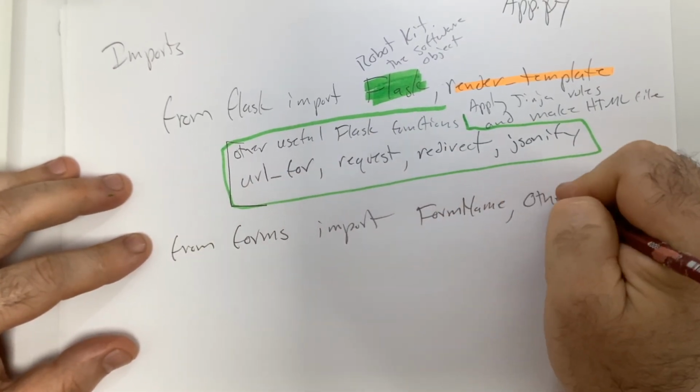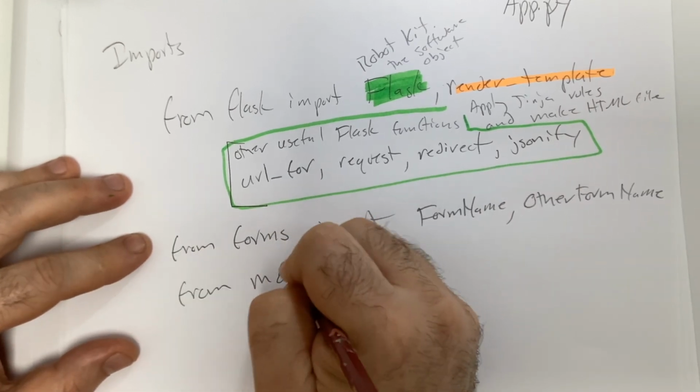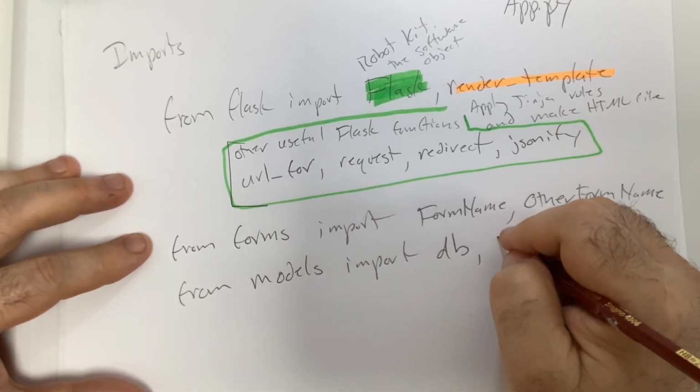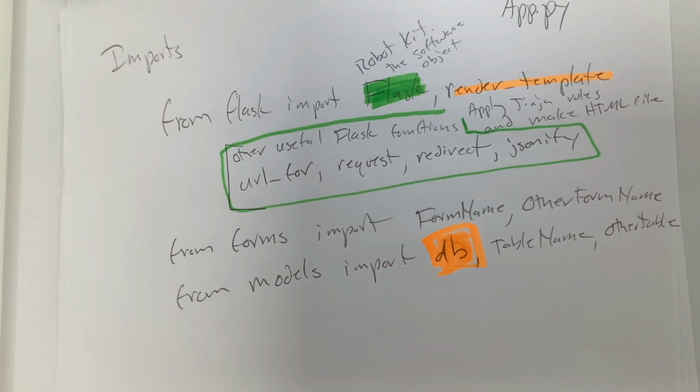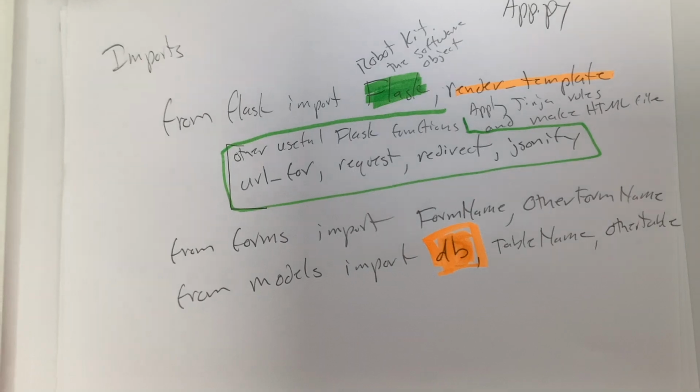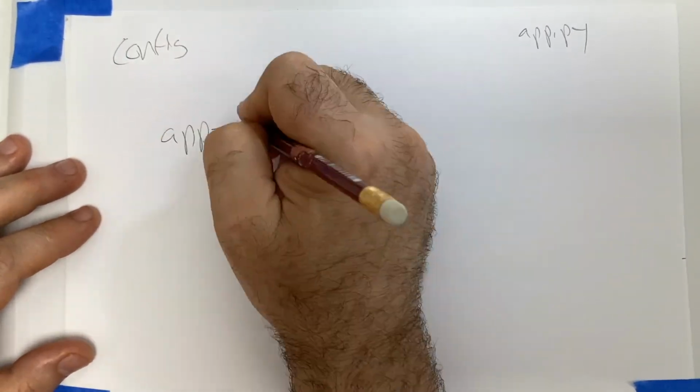Now, for here, I'm going to import things from my own forms.py and models.py files. So these are the things that I'm going to make in those files, and I'm going to bring them in to the app.py so I can use them in the main software robot.